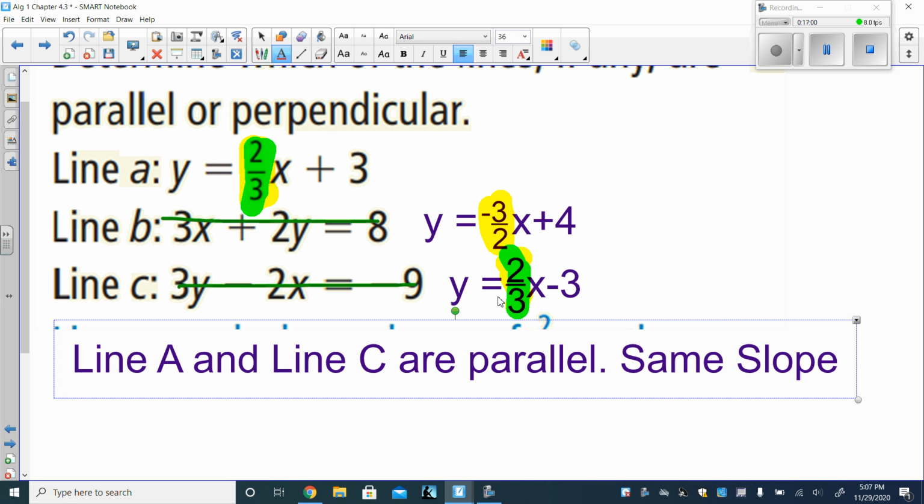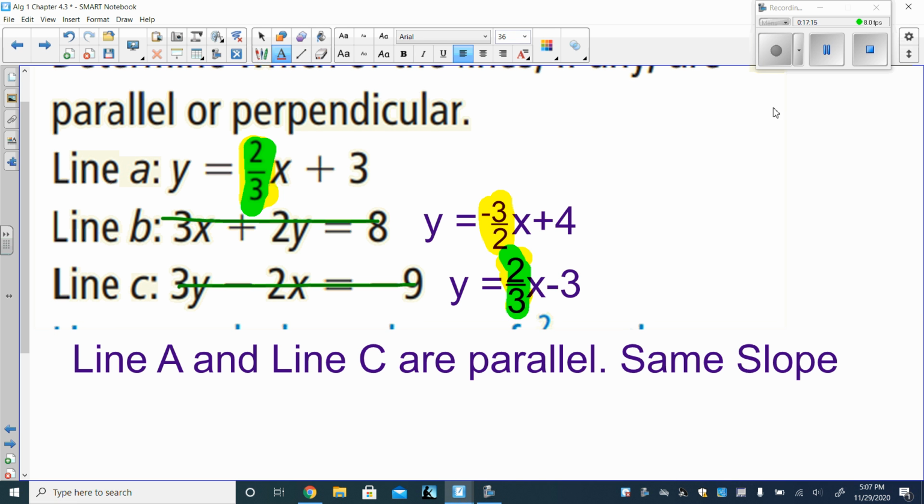Now, for the slope to be perpendicular, it has to be the opposite reciprocal. We have to change the sign and flip it. And so one of the slopes that we have is 2/3. So we'll start with line A. I'm going to take line A's slope and find its perpendicular slope and see if any match. Because if they match up to its perpendicular slope, it means those two lines are perpendicular.